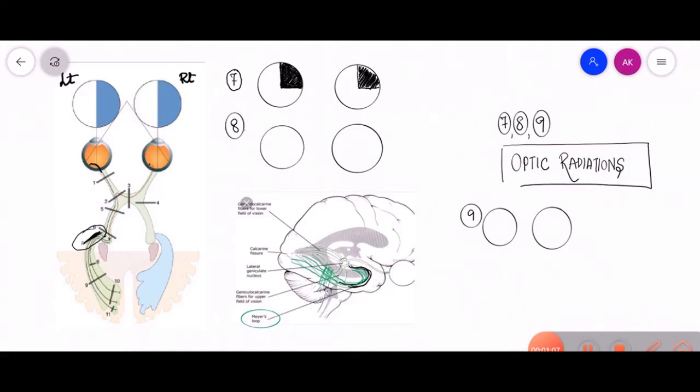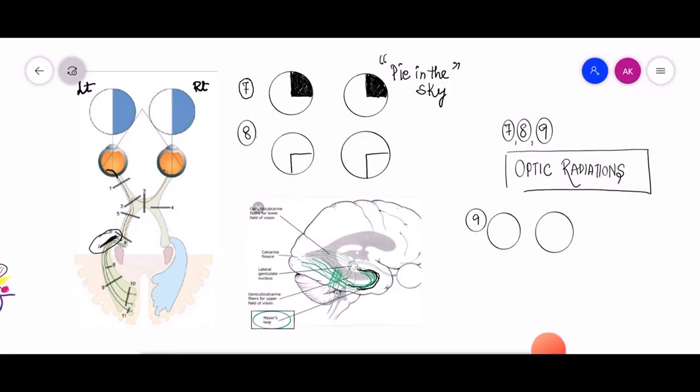So it will lead to a right-sided superior quadrant defect, and this is called the pie in the sky defect. This pie in the sky defect is seen whenever there is a lesion in the Meyer's loop, that is nothing but the inferior fibers of the optic radiation traveling in the temporal lobe. Now, there were also fibers which are going to pass straight away traveling superiorly into the parietal lobe and going up to the calcarine fissure.